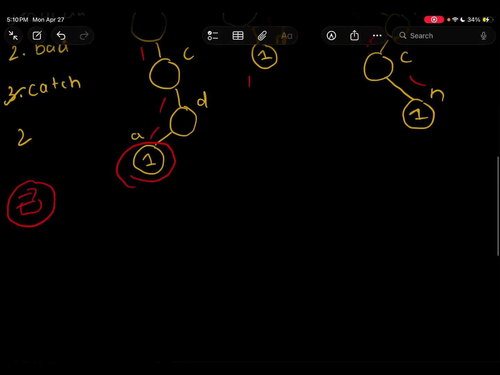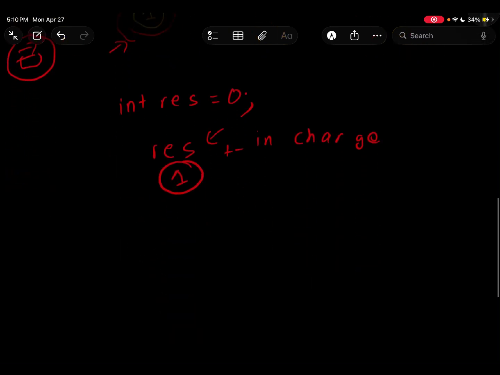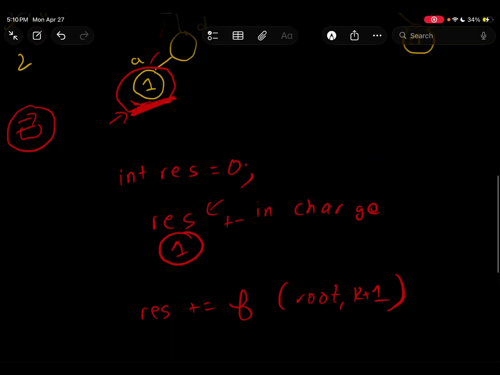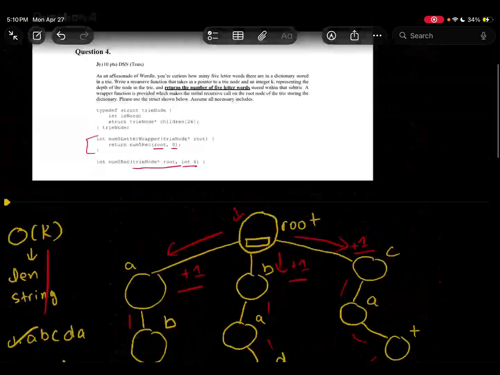The only other concept that you need to keep in mind is we will initialize a res variable to be 0. This res variable is in charge of, whenever k becomes 5 and we dereference this value, storing it in res. So we do something like res plus equals the function call, and we pass in the root and k plus 1. Once k becomes 5, we dereference this like a boolean flag, as in, hey, it's a valid word, and then that value is stored within my res variable. So this is the whole idea. Once you see the code for it, it becomes very evident.